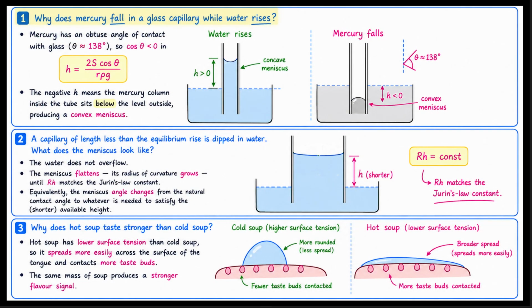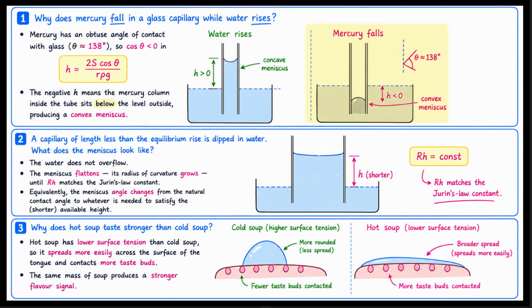A few quick checks. Why does mercury fall in a glass capillary while water rises? Mercury has an obtuse angle of contact with glass, around 138 degrees, so cosine theta is negative. In h equals 2S cosine theta over r rho g, that negative cosine theta makes h negative, so the mercury column sits below the level outside with a convex meniscus. Water on glass is the opposite case.